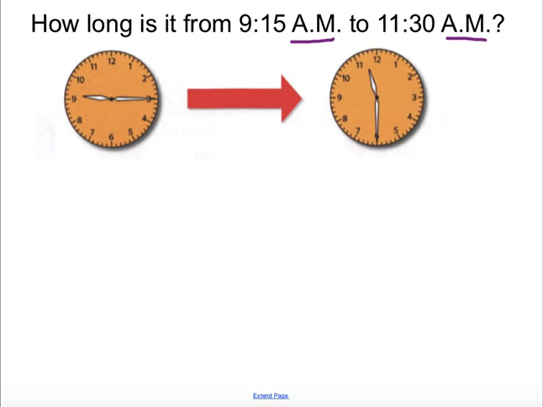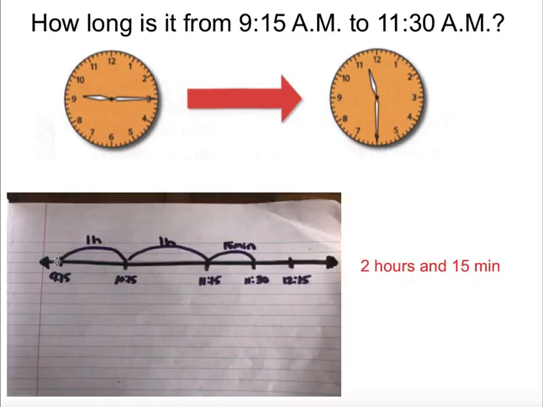Okay, so press play, or you pressed play already. Let's now look at our answers together. So if I start at 9:15 and I jump to 10:15, and then I jump to 11:15, if I go to 12:15, I'm going too far. So in order to get to 11:30, I know I can jump another 15 minutes, which is 11:30. So when I count my jumps, I have 1 hour plus another hour, which is 2 hours, and I'm left with 15 minutes. So the time from 9:15 to 11:30 is 2 hours and 15 minutes.